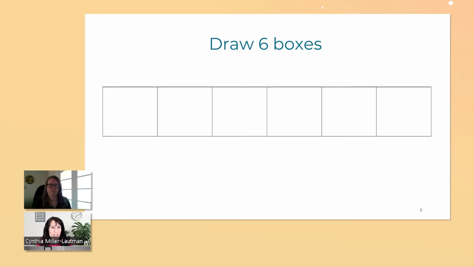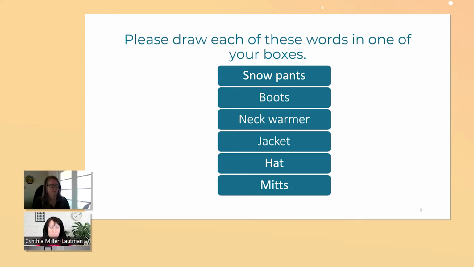Okay, so now take your boxes and turn them this way. Do not write these words in it though. Just turn your boxes vertically now. Okay. Now I want you to try out your drawing skills. They do not need to be very good.